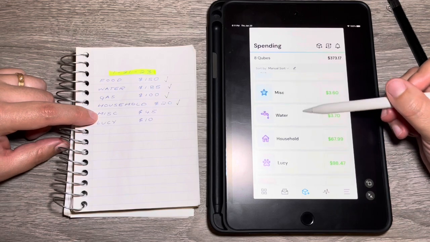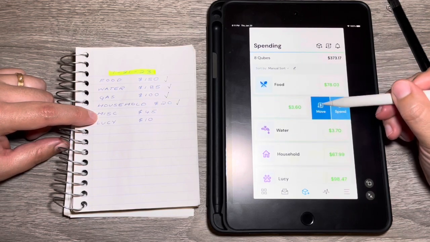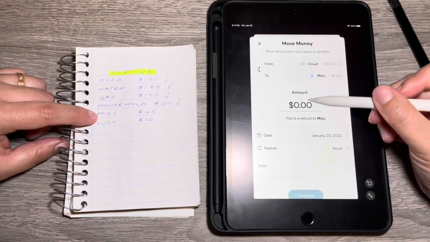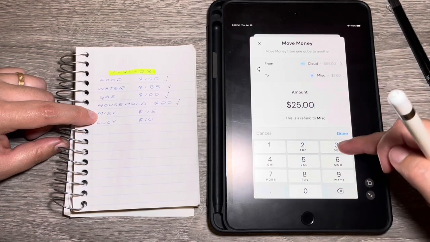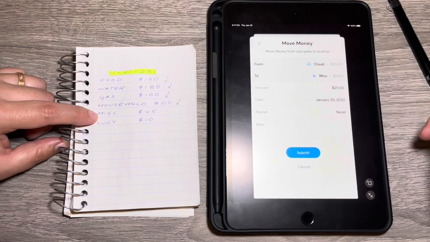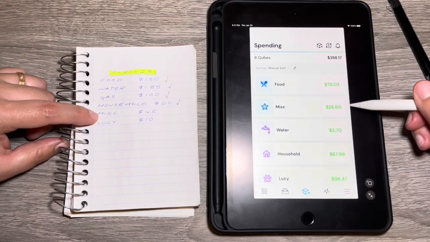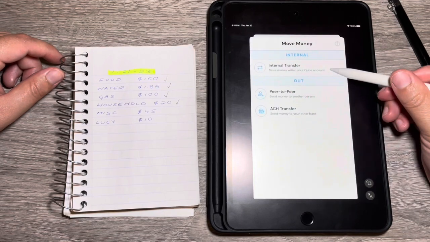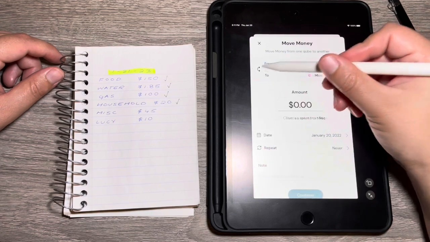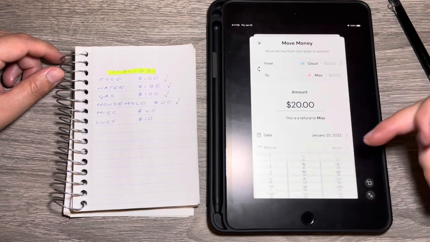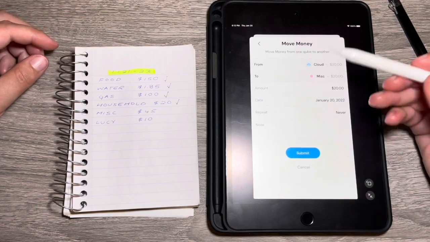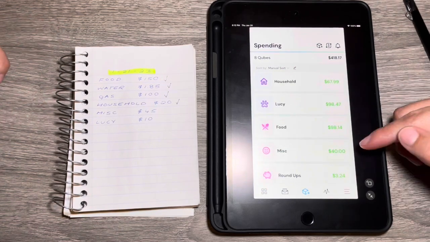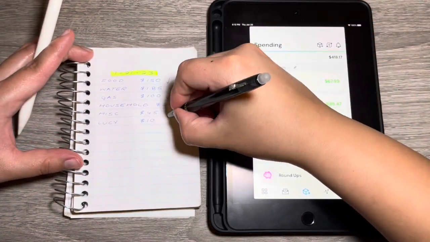This is just money we get to spend on whatever we'd like. He still has $3.60. He'll be getting $25 this week. Now that puts him at $28.60. And then I'm gonna scroll down to my misc. I still have $20. And I'll be getting $20. I give myself $5 less just because he makes more money than I do, so I feel like I should get a little less than him. So now that puts me at $40, so miscellaneous has been stuffed.